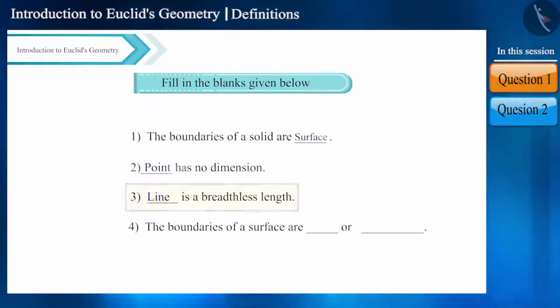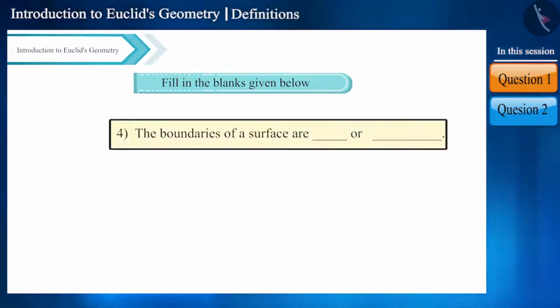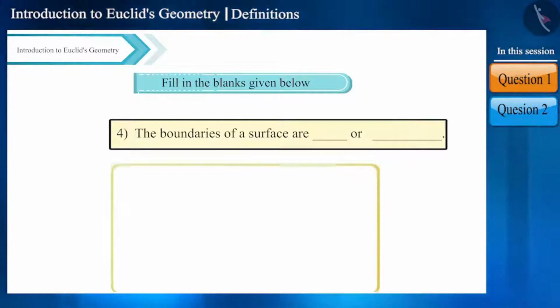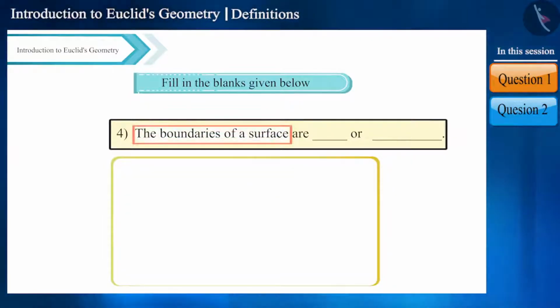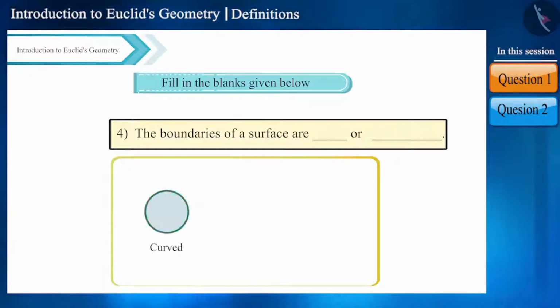Look at the fourth and the last blank. Here we are talking about surface boundaries. The boundaries of a surface are either curved or a straight line. Therefore, the answer for the first blank will be curve, and for the second blank, it will be straight line.